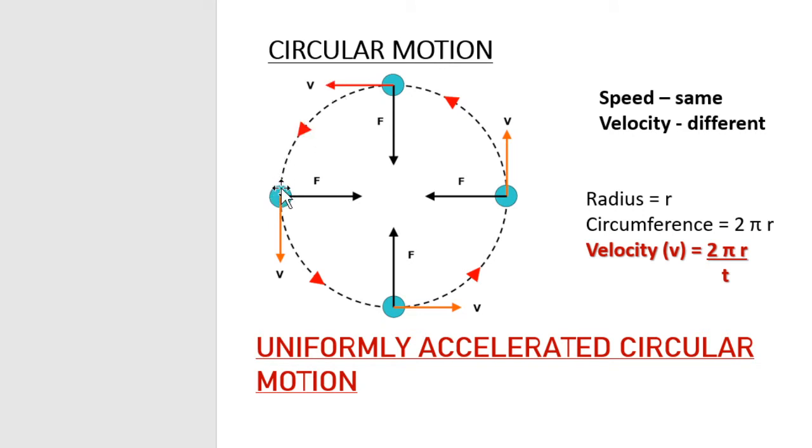Now again when it comes to this point, see, at every point it is trying to travel tangent to the circle. It is not actually traveling in a circle. Look at this point, the southmost point, the blue point here. It is trying to travel tangent to the circle. But every time it tries traveling tangent to the circle, what happens?